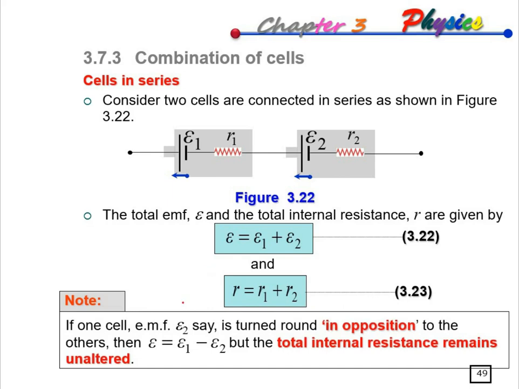Note that if one cell of EMF E2 is turned around in opposition, that means it is connected in the opposite direction to EMF number 1, then the total EMF equals EMF1 minus EMF2. But the total internal resistance remains unaltered, meaning it is not changed. The total internal resistance is just added up.